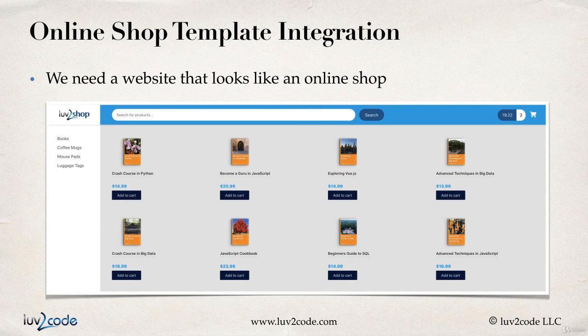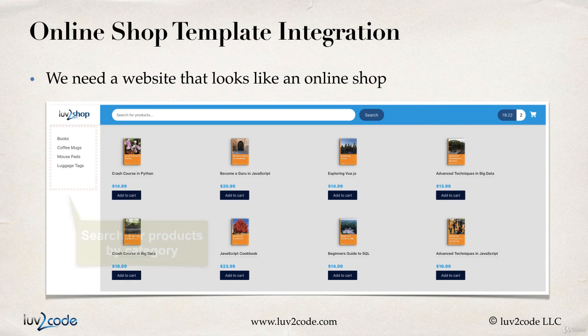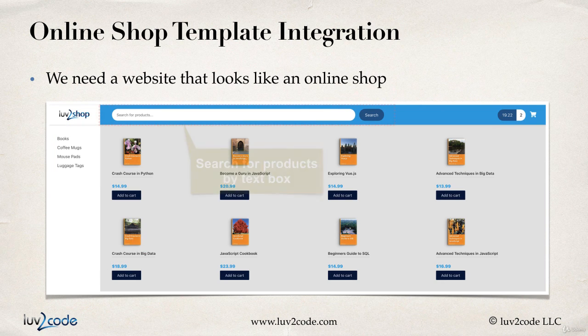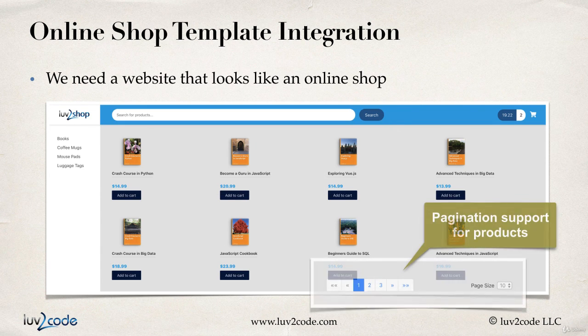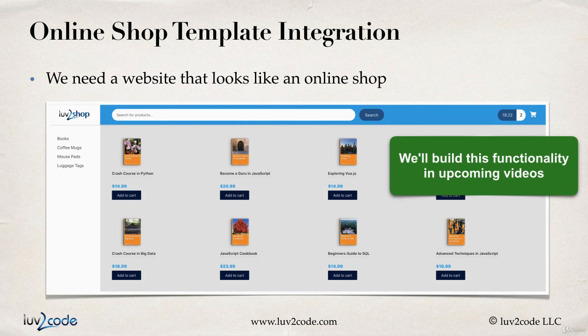So this is what our website will look like. Love to shop. We'll have products, we'll have images, and they can add to cart and so on. In the center section here, we'll show a list of products in a grid. Over on the left-hand side, they can search for products by category. Along the top, we can search for products by text box. At the bottom, we'll have pagination support for products in case we have a lot of products in our inventory. And in the top right, we'll have shopping cart support, so the current status of the shopping cart, checking out, and so on. We'll build this functionality in the upcoming videos.